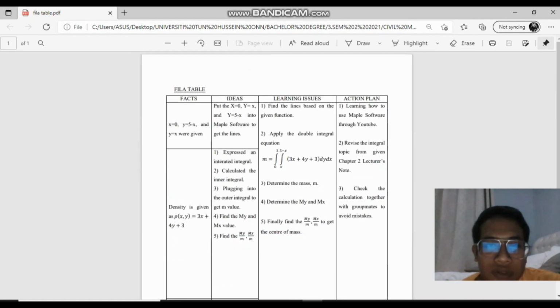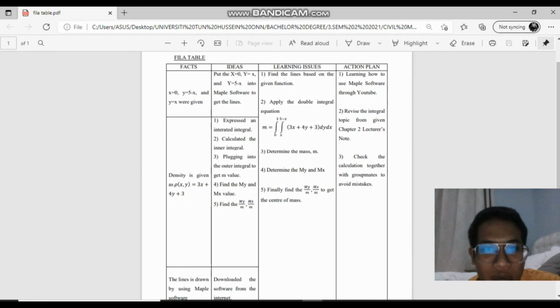The learning issues we got from our task, we have 5 issues. First one is find the lines based on the given function. Second one, apply the double integral equation m equal to integral 0 to 3, integral x to 5 minus x, of 3x plus 4y plus 3 dy dx. The third one, we determine the mass m. The fourth, determine my and mx. The last one, finally find my per m and mx per m to get the center of mass.